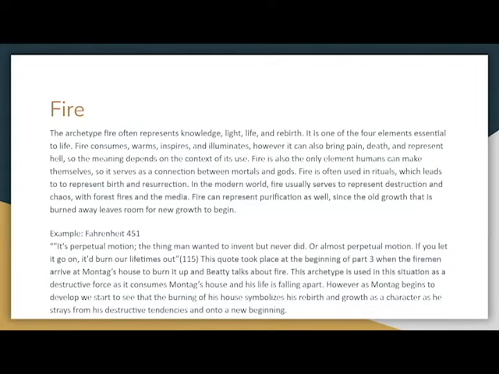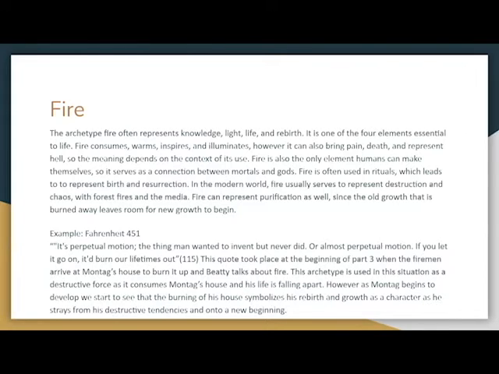Fire. The archetype fire often represents knowledge, light, life, and rebirth. It is also one of the four elements essential to life. Fire consumes, warms, inspires, and illuminates. However, it can also bring pain, death, and represent hell, so the meaning depends on the context of its use. Fire is also the only element humans can make themselves, so it serves as a connection between mortals and gods. Fire is often used as a ritual which leads to represent birth and resurrection. In the modern world, fire usually serves to represent destruction and chaos, with forest fires in the media.